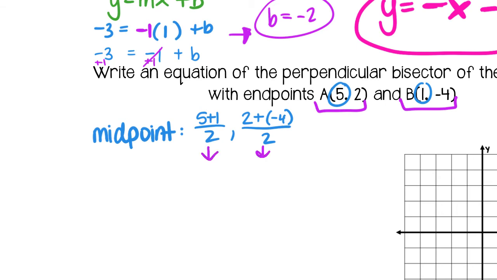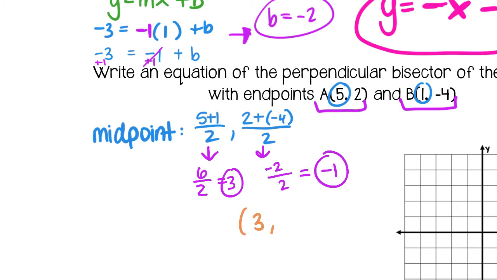All right, midpoint's going to become, let's see, this is 6 over 2, which is 3. And this one, 2 plus negative 4, that's negative 2. So it's negative 2 over 2, which is negative 1. So the midpoint is positive 3, negative 1. All right, that's our midpoint.